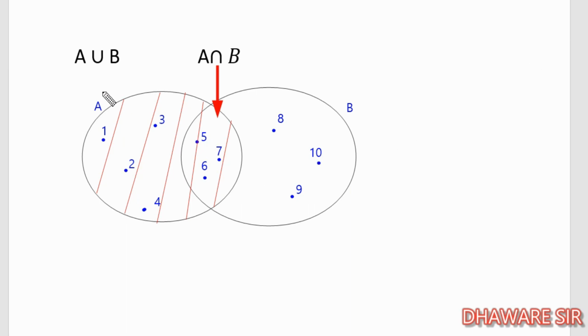So in the set A the elements are 1, 2, 3, 4, 5, 6, 7. In the set B, the elements are 5, 6, 7, 8, 9, 10. These 5, 6, 7 are in both sets. So we can write here like this. We can draw the horizontal line to show the set B. So this is our set B.